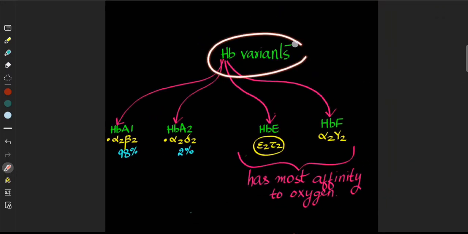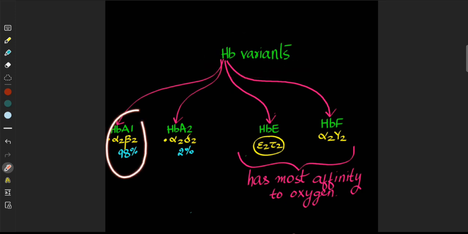Okay. So now let us try to understand the variants of hemoglobin. Hemoglobin has 4 variants. The first is the major variant. That means this variant is present in adult humans, and the majority of adult humans will have hemoglobin of this particular variant. It contains 2 alpha chains and 2 beta chains. Okay, and it is called hemoglobin A1.